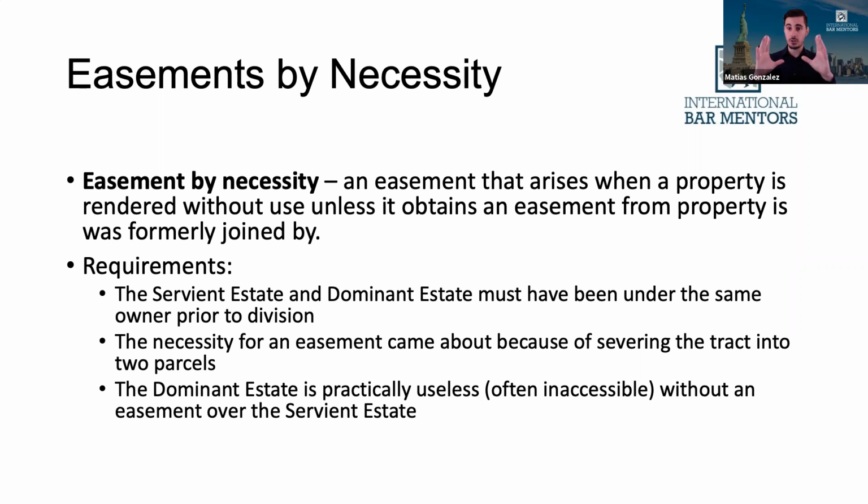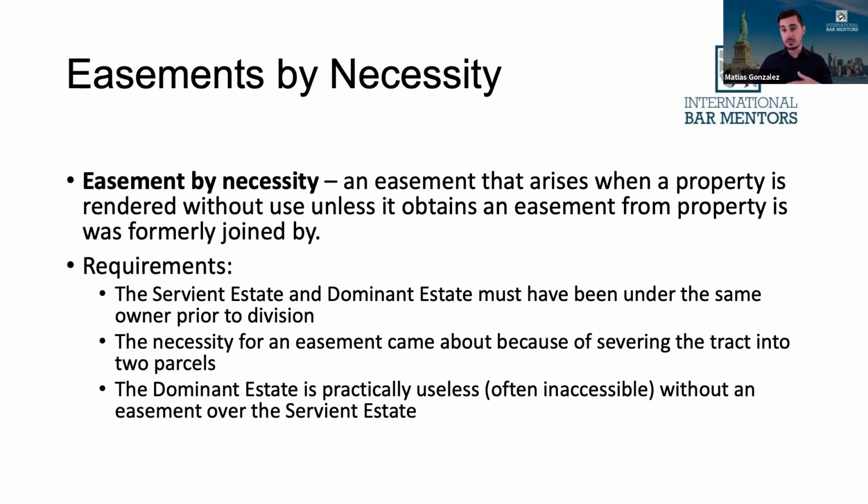Okay, so you had one tract of land, it was divided into two. Now one of them is essentially without access or without use. The necessity for an easement came about because they severed the single tract and made it into two. And the dominant estate, meaning the one that needs the easement, is practically useless. And this usually will mean that it's inaccessible.